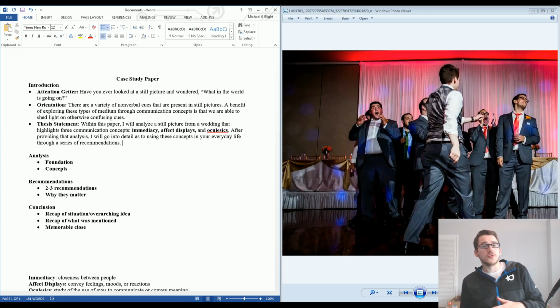So I'm going to essentially do the same thing with this paper. Instead, I'm going to talk about the importance of these three concepts, the immediacy, the affect displays, and the oculesics. I'm going to define those, and I'm going to show where they are present and why they're important.